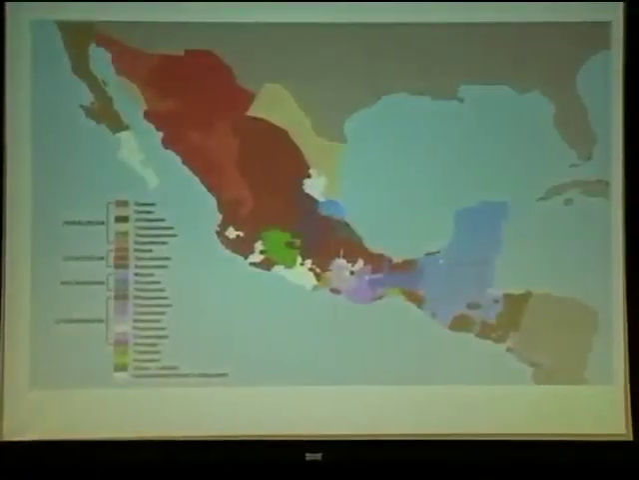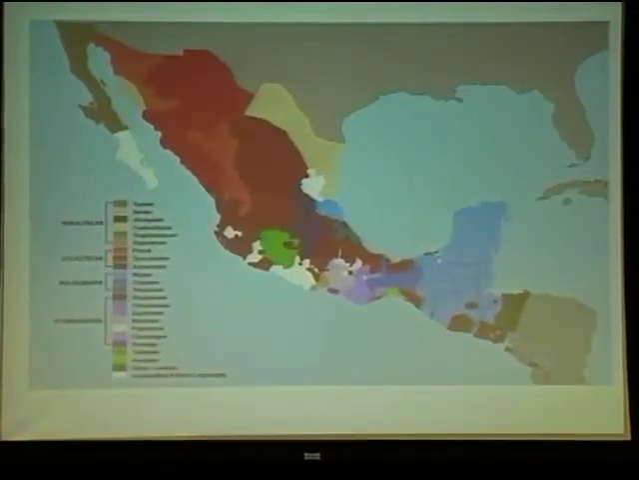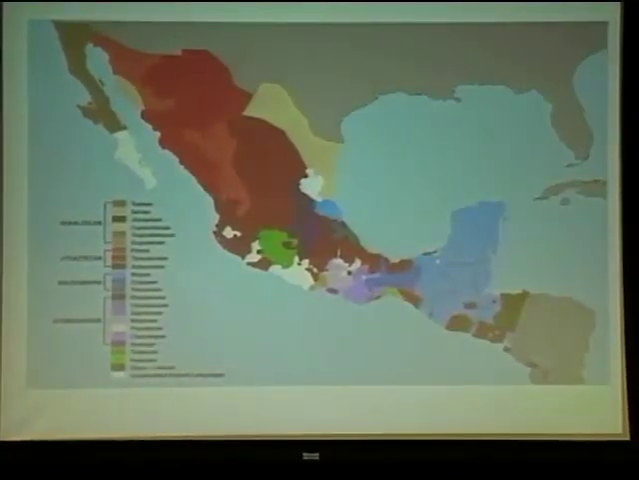All right, so let's begin our overview section. What are the Maya? Where do they live? What do we mean when we say Maya? What you have in front of you here is a map of Mesoamerica, and it's a language map. Or at least I should say it includes Mesoamerica.